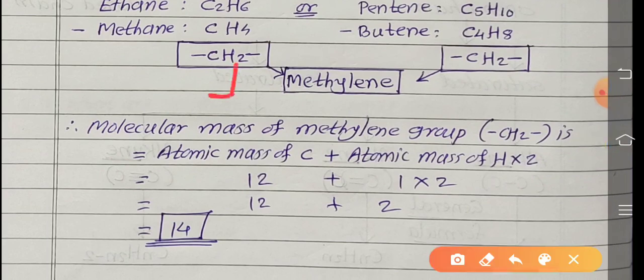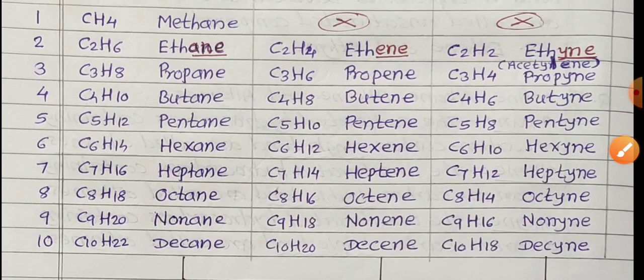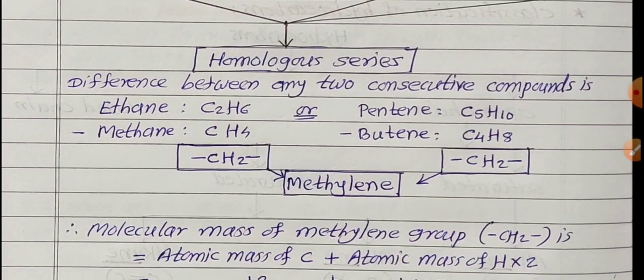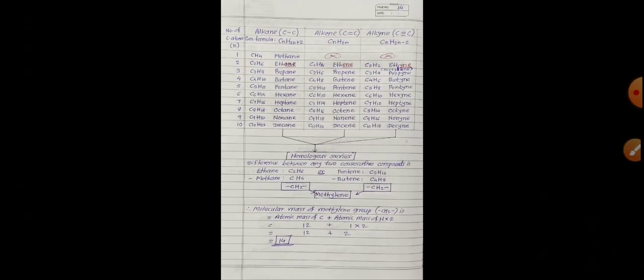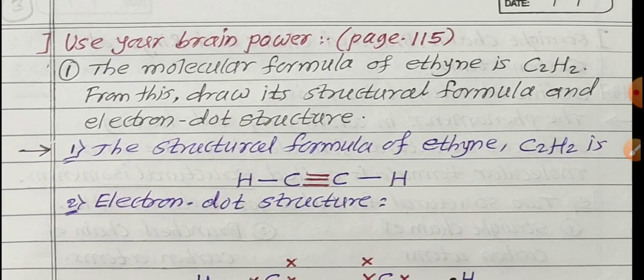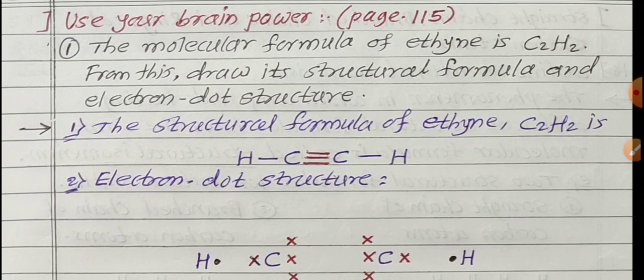So let us find the molecular mass of this methylene group. The molecular mass of methylene group CH2 is the atomic mass of one carbon plus the atomic mass of hydrogen multiplied by 2, because 2 hydrogens are present in the methylene group. So the atomic mass of carbon is 12 plus 1 into 2. So 12 plus 2, the answer is 14. So for any consecutive members of this homologous series, the difference is one methylene group and the atomic mass difference is 14.